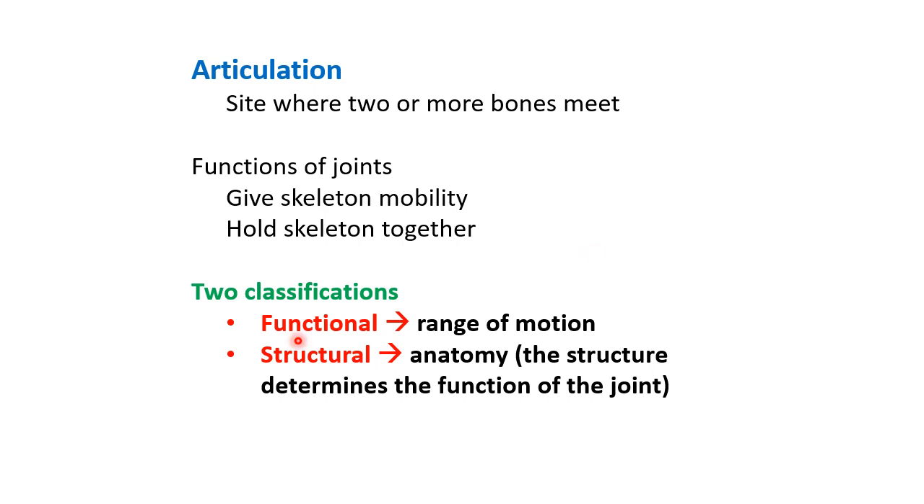Okay. So here are the two classifications. One of them is functional. That's the range of motion of the joints. And we're going to look at different types and examples of these different types of joints. And then you have also a structural classification, and always keep in mind that the structure is going to determine the function. So the structure of the joints is really going to determine how the joints work.